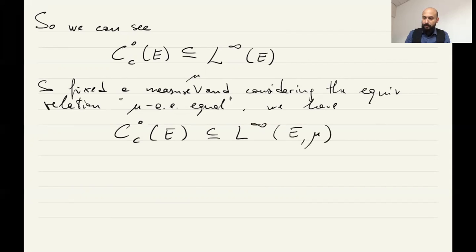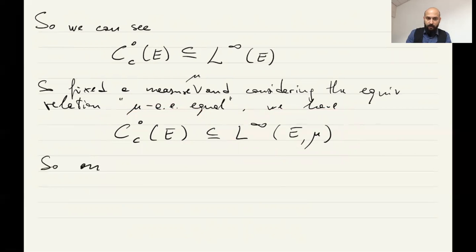Okay? And it's important to notice that this inclusion is still injective, because you see, if you have two continuous functions that coincide almost everywhere, then in particular they coincide on a dense set. And being continuous, this means that they coincide everywhere. Okay, good. So this is a Banach space, and therefore we can see this set as a subset of this Banach space.